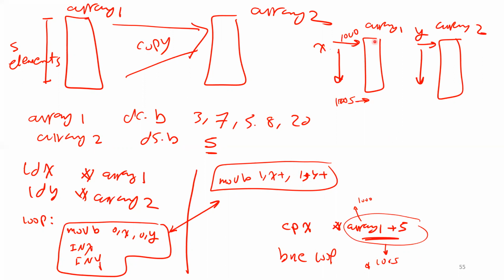Now, if this is an array of words and we start from 1,000, we're not going to end at 1,005, right? Before, this was an array of bytes, so every element takes only one byte. But in this case, every element is going to take two, so this one should be 1,010, right? But because it is hexadecimal, it has to be plus 10 here. Or if you want to express it in hexadecimal, it should be 100A, because A is 10. Or you can put it this way.